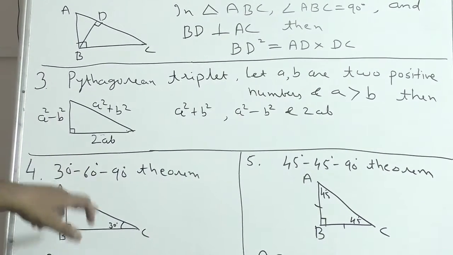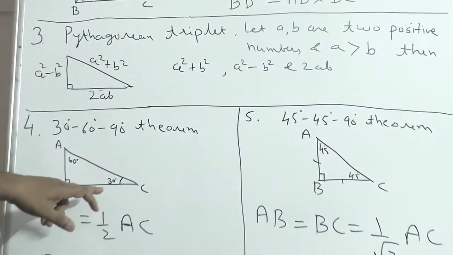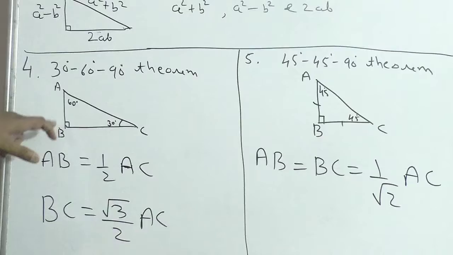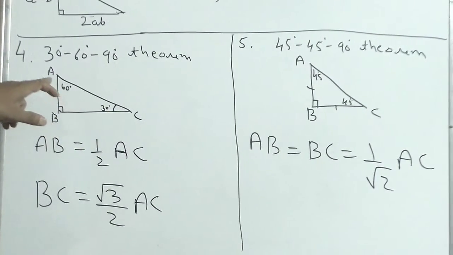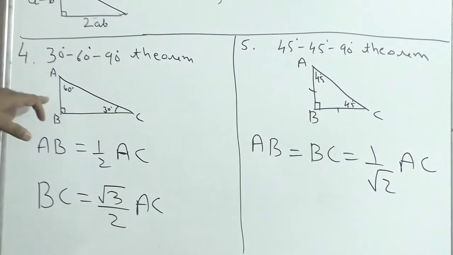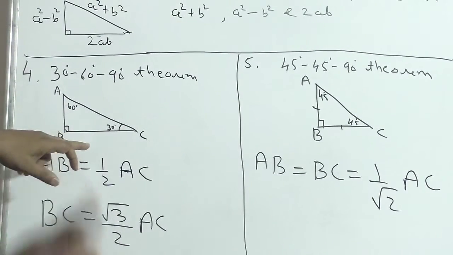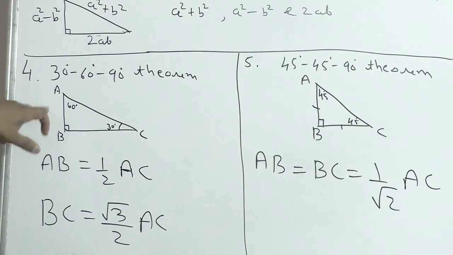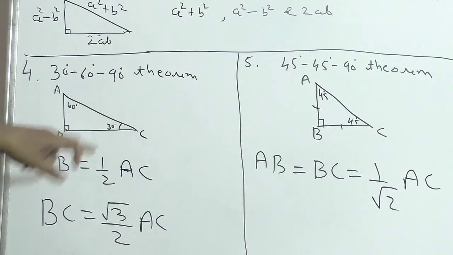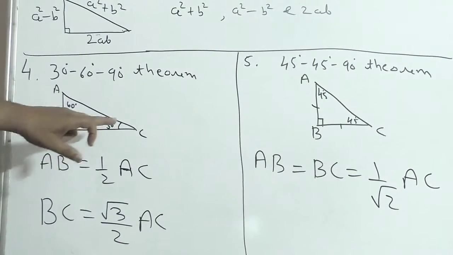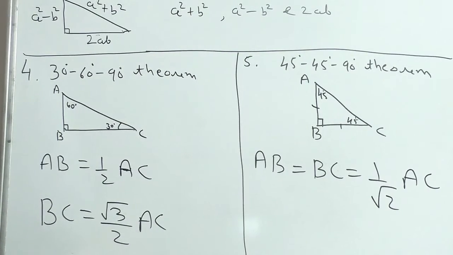Next, 30, 60, 90 theorem. Important theorem. In triangle ABC, if angles of triangle are 30, 60, 90. Angle C is 30 degree. So side opposite to 30 degree is AB. And side opposite to 60 degree is BC. Opposite and not adjacent. So AB is half of AC. Side opposite to 30 degree is half the hypotenuse. And side opposite to 60 degree is root 3 by 2 times the hypotenuse. Understood?